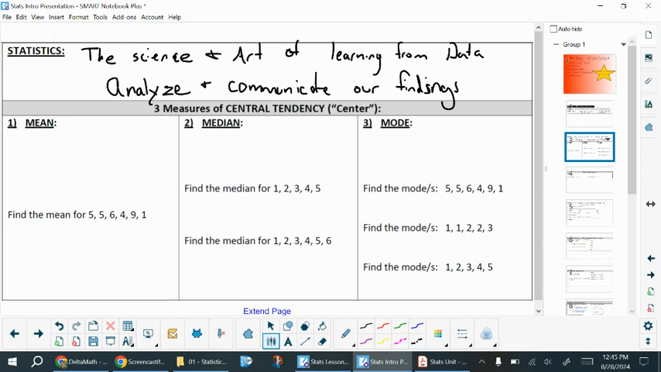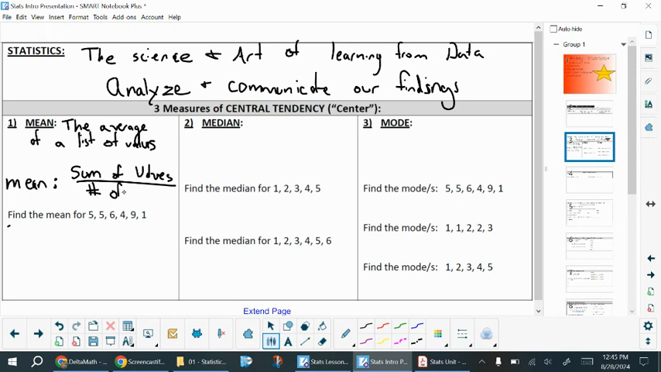And so 3 of the ways that we're going to analyze data right now are what we call our measures of central tendency, our measures of center. Some of these are better than others, but the mean is the first one we're going to talk about, and this is the average of a list of values. And the way we find an average or a mean is that we take the sum of all the values and we divide it by the number of values.